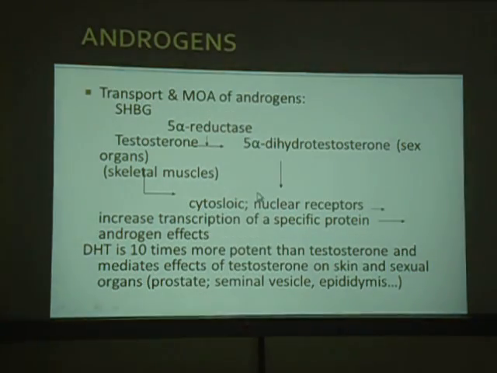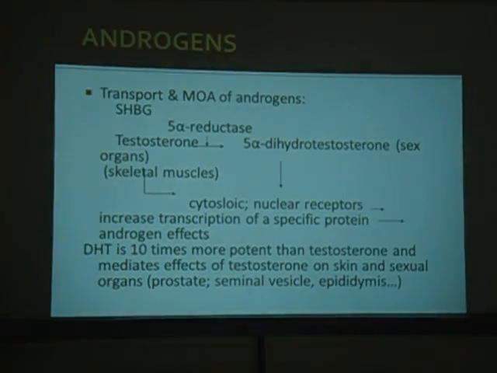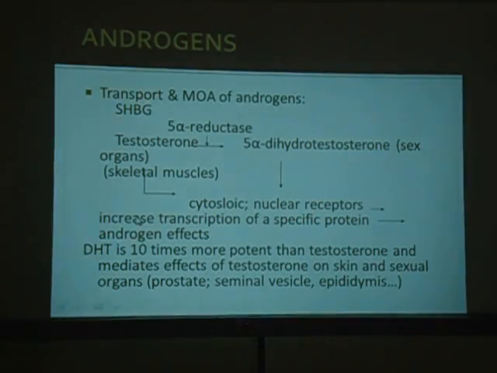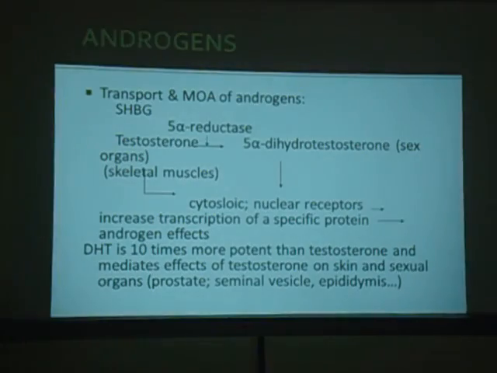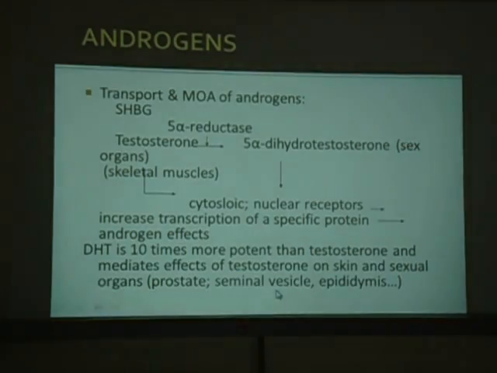And what are the different areas? The sexual organs, spermatogenesis, growth, anabolic effect, all these things are taking place. It is in the transcription of the specific protein, specifically something like an mRNA mediated process. Dihydrotestosterone is 10 times more potent and mediates the effect of testosterone on skin and other sexual organs like the seminal vesicle, prostate and epididymis.